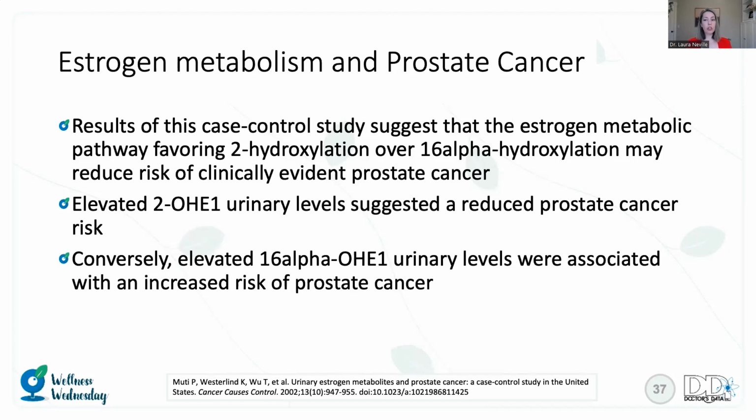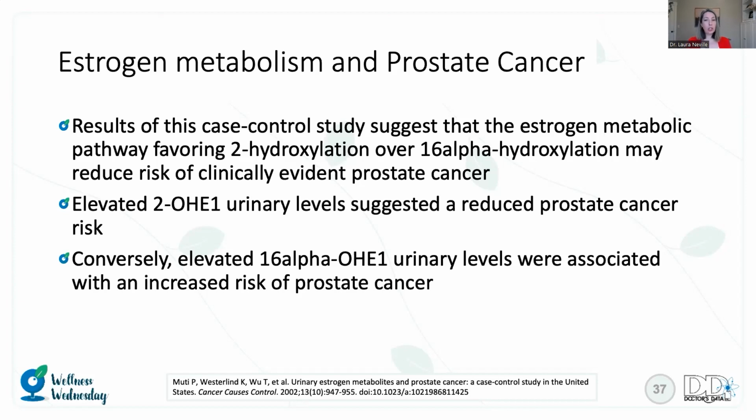And a study here illustrating that there's also evidence for using estrogen metabolite testing in males. This was a study looking at the estrogen metabolic pathway favoring the 2-hydroxylation over 16, showing a reduced risk of clinically evident prostate cancer, and then if they had an elevated 2 pathway, that showed a reduced prostate cancer risk. Okay. Conversely, if they showed an elevated 16 pathway, that was associated with an increased prostate cancer risk.